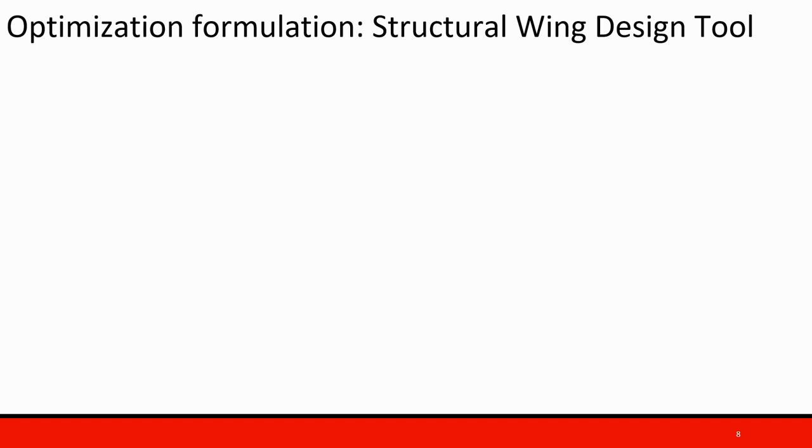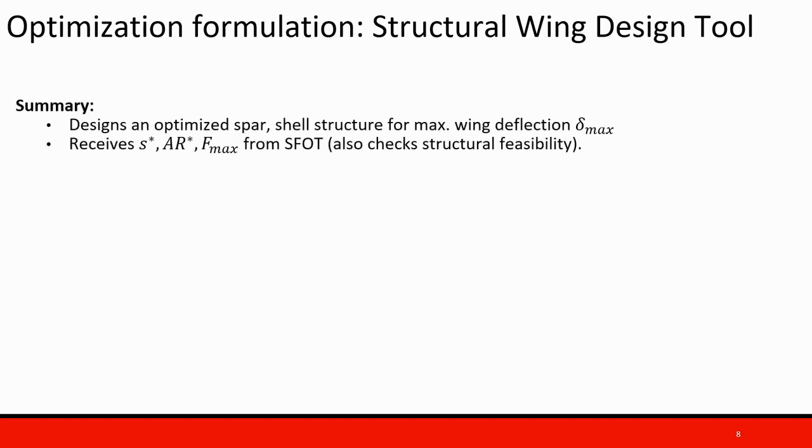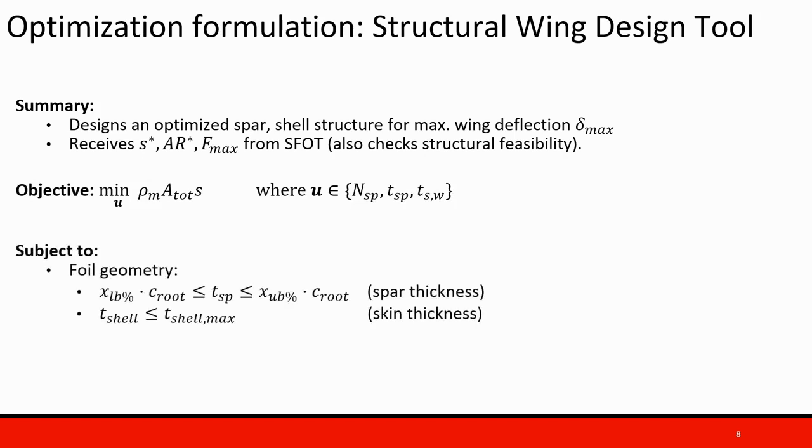The second optimization tool is the structural wing design tool, which designs an optimized spar and shell structure for a maximum wing deflection. It receives the optimized span and aspect ratio along with the maximum hydrodynamic force from the steady flight optimization tool, which it uses to check for structural feasibility. The objective is to minimize the wing mass by varying the number of spars, the thickness of the spars, and the thickness of the shell.